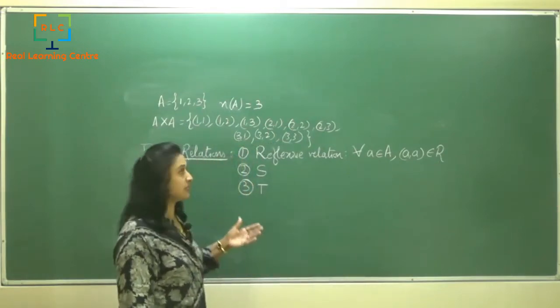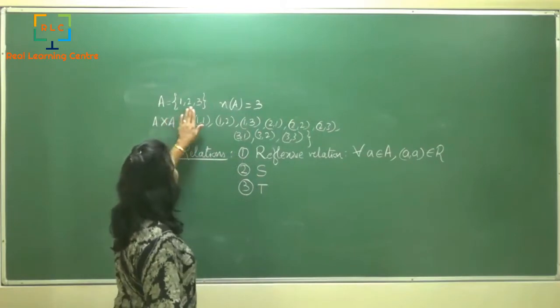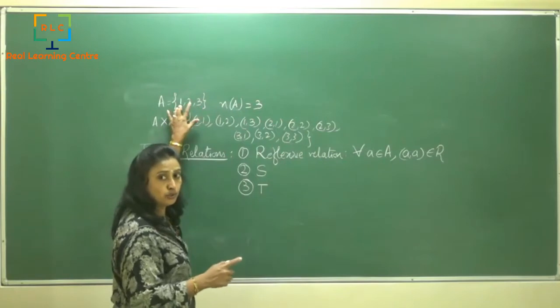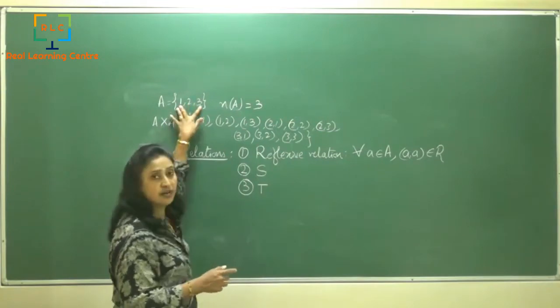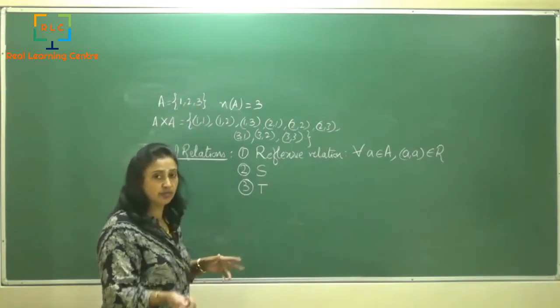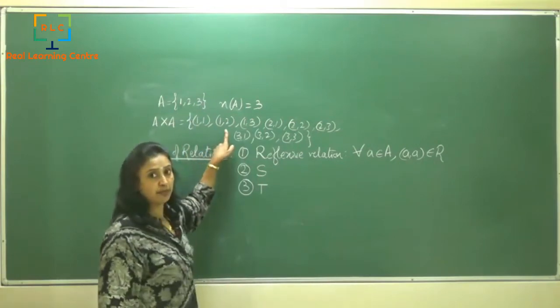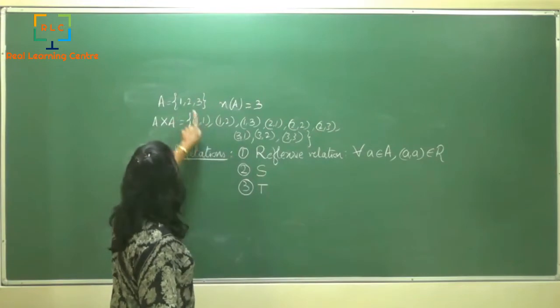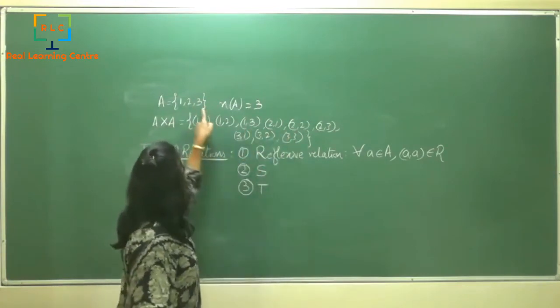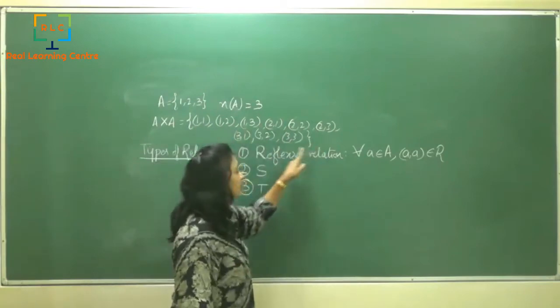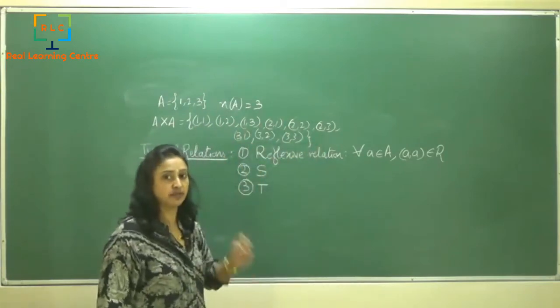I'll go back to our example. We have the set A is equal to {1, 2, 3}. For 1 I should have (1, 1), for 2 I should have (2, 2), for 3 I should have (3, 3) inside the relation, whichever relation is given to us. I'll take A cross A itself for our example. For 1 I have (1, 1), for 2 I have (2, 2), and for 3 I have (3, 3). So I say that this Cartesian product A cross A is a reflexive relation.